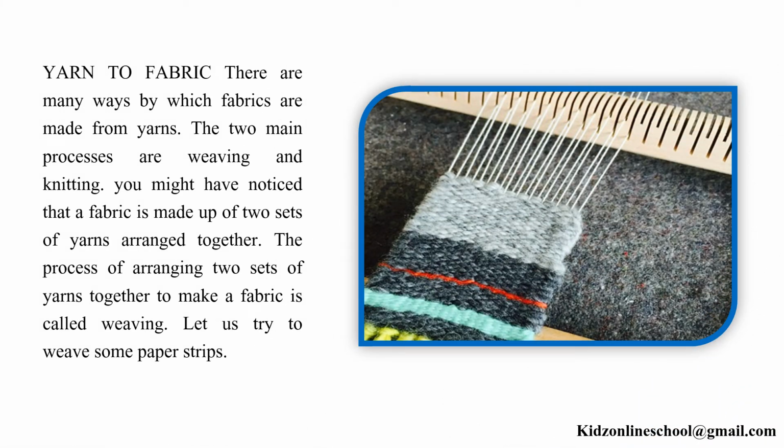Yarn to fabric. There are many ways by which fabrics are made from yarns. The two main processes are weaving and knitting. You might have noticed that a fabric is made up of two sets of yarns arranged together. The process of arranging two sets of yarns together to make a fabric is called weaving. Let us try to weave some paper strips.